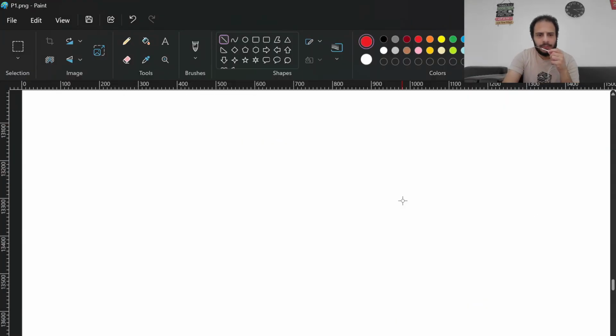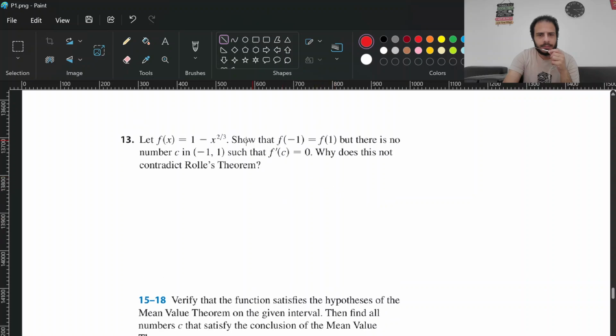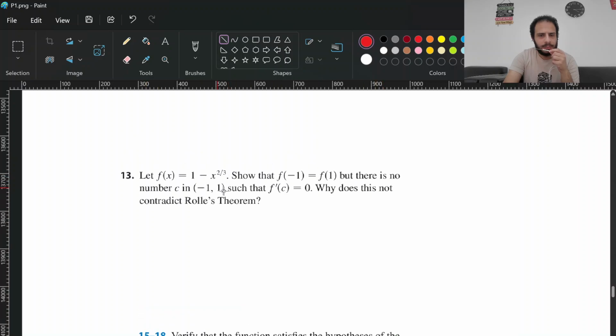Now let's solve. Why does this not contradict Rolle's theorem? Because this function here is not differentiable, okay? This function is continuous, but when you differentiate x to the 2 over 3, you will have something in the denominator, right? So you will have 1 over 0 in the derivative. So it's not differentiable, okay? So this is no contradiction to Rolle's theorem.